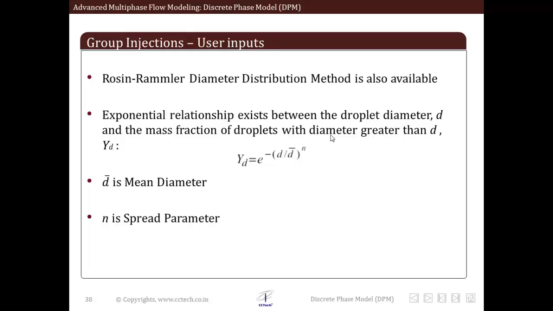When the particles are injected within the group injections, that distribution is retained, or different size particles are injected by using the Rosin-Rammler diameter distribution. We input just the two parameters, that is the mean diameter d bar and the spread diameter n. We don't have to input a different diameter for different particles; we just input the mean diameter and the spread diameter, and using these two inputs, Fluent calculates the particle size distribution for different particles using the Rosin-Rammler method.